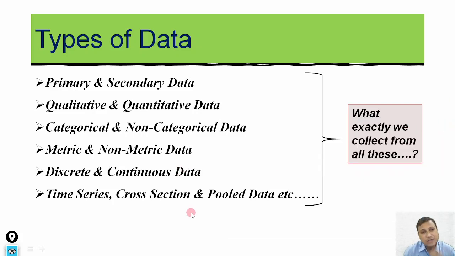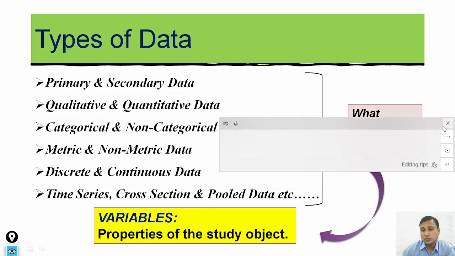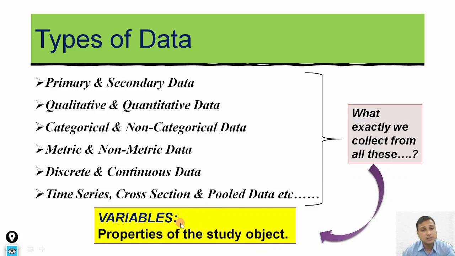So far we have seen that there are plenty of types of data. Fine. But what exactly do we collect from all these different types of data? The answer to this question is that we actually collect the variables. And what are variables? Variables are nothing but they are representing properties or the characteristics of our study object.